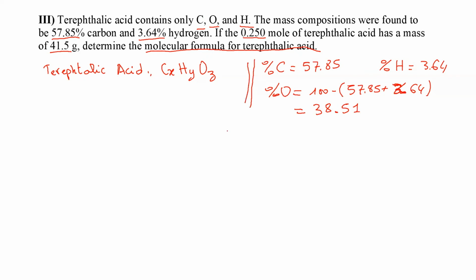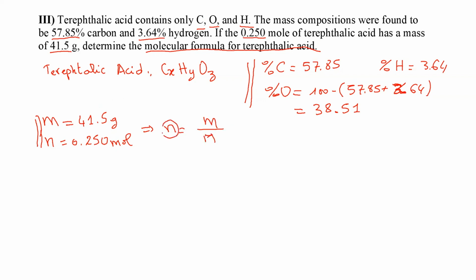The other information we have is that a mass of terephthalic acid equal to 41.5 grams will give a number of moles N equal to 0.250. So what information can we extract from these two values? Yes, we need to use the relationship between the number of moles, the mass, and the molar mass.